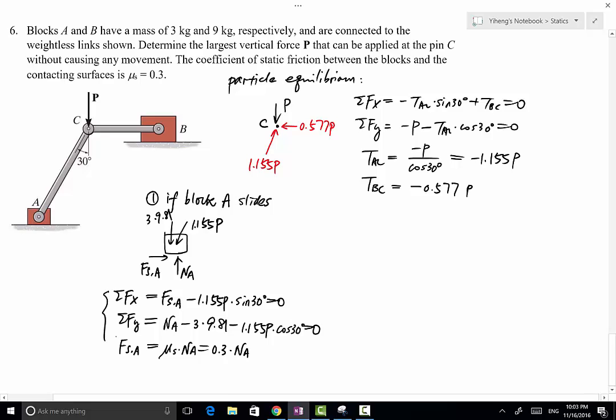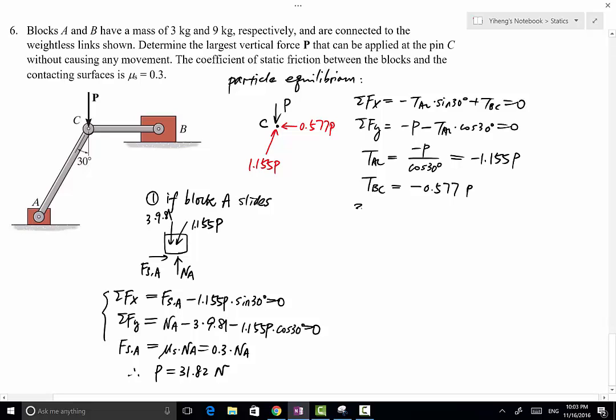3 equations, 3 unknowns: the frictional force, P, as well as N_A. From here, we can solve for P to be 31.82 newtons. This is not the final answer. This is the smallest force needed for block A to start sliding, or the largest force that can be applied on point C without causing block A to move. However you want to interpret this.